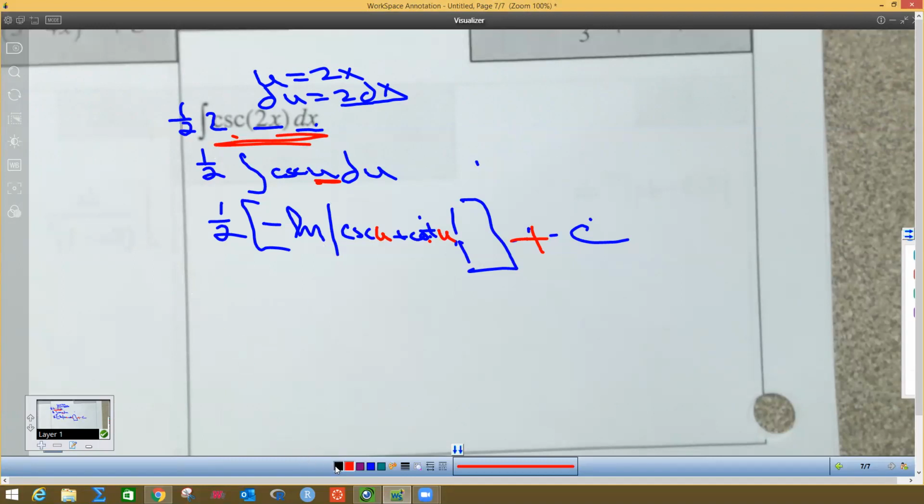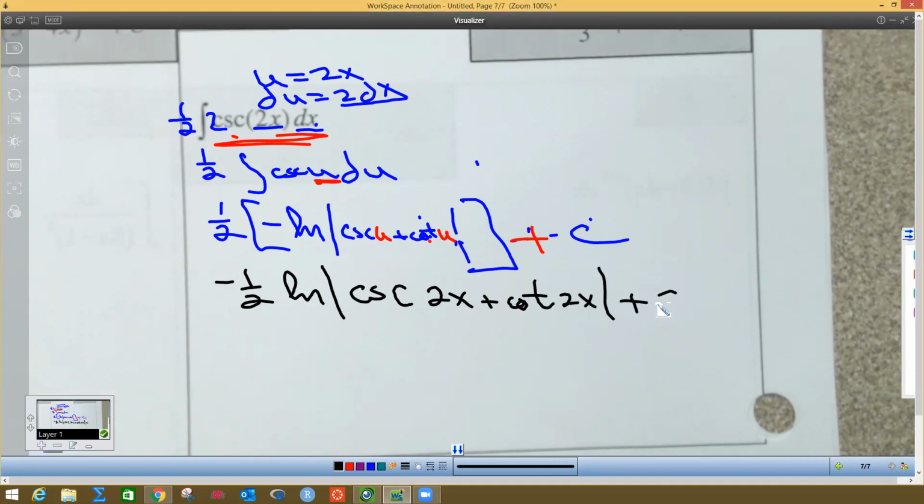So can anybody tell me what I need to do last? I can't hear you. Plug in u. Plug in what for the u? Yeah, I got to stick my 2x's back in here. Okay? All right. What else we got?